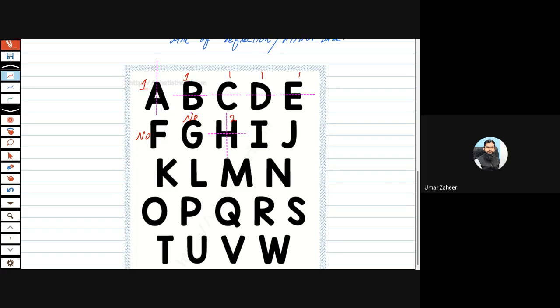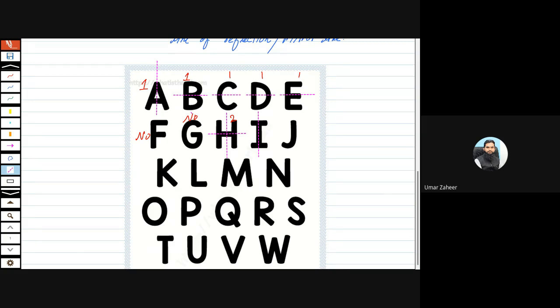Yes, Muhammad Talha, I think. How many lines of symmetry in I? Yes, Muhammad Taha. Sir, one, like vertically. We have a vertical line of symmetry. So we have a vertical line. So let's see how to draw it. This is the line.